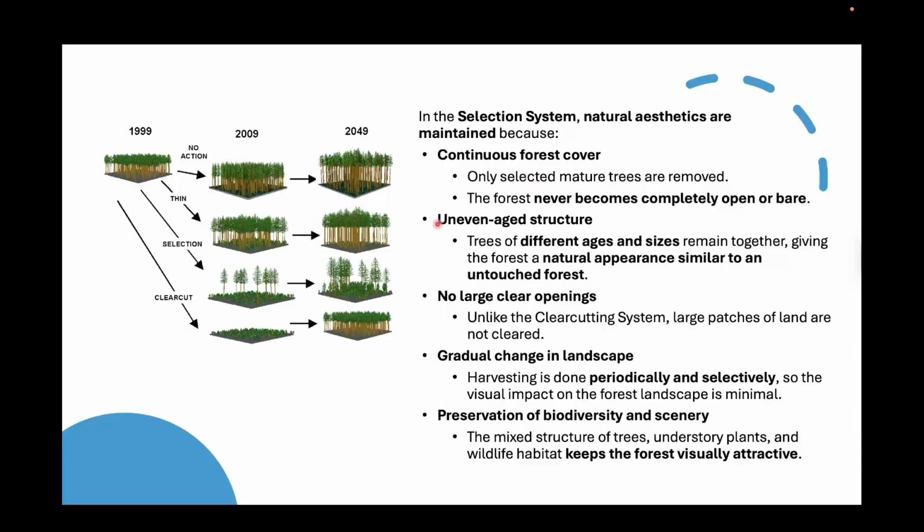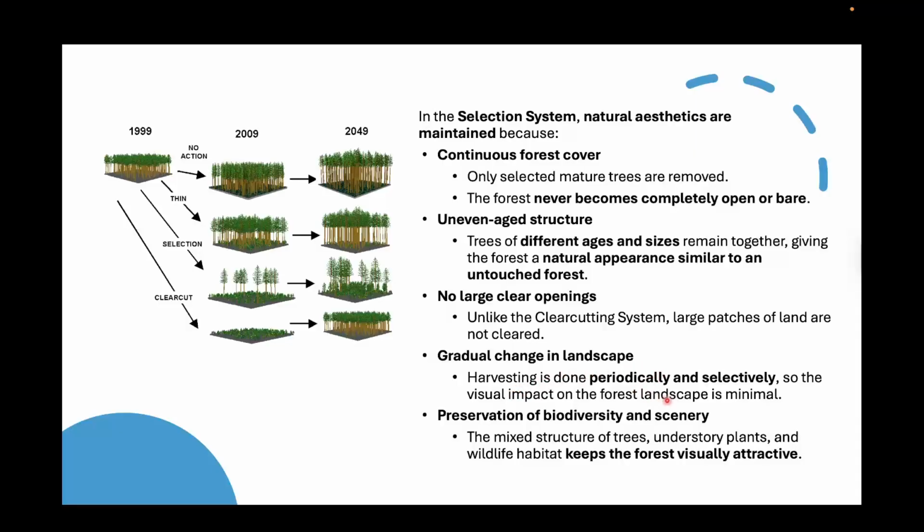The main feature of the selection system is the uneven age structure, where trees of different ages and sizes remain together, giving the forest a natural appearance similar to an untouched forest. So this is why it is very close to the nature-like forestry. No large or clear openings are created in the selection system. Unlike the clear cutting system, large patches of land are not cleared, and there is a gradual change in landscape which happens in a selection system.